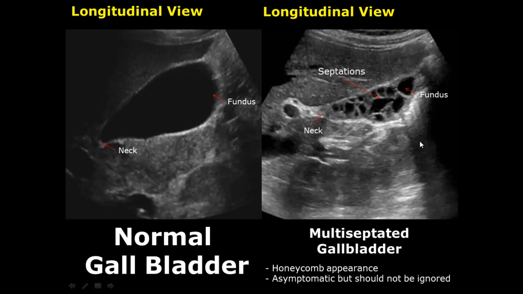A multiseptated gallbladder gives a honeycomb appearance, which looks like this. Multiple septations inside the gallbladder. They are asymptomatic, but they should not be ignored because they may lead to malignancy.